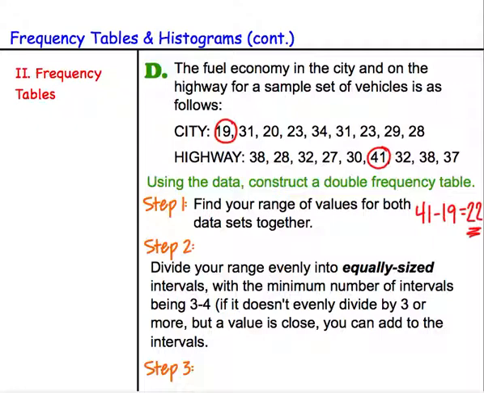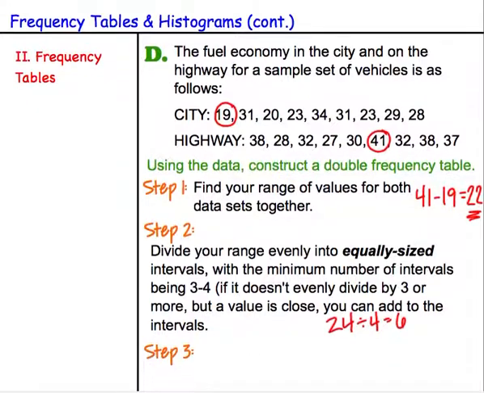So I know that 22 is close to 24, so we're going to go with 24, and we'll divide by 4, and we'll get intervals of size 6. So we'll go a little bit outside the range of 22, but that's okay.